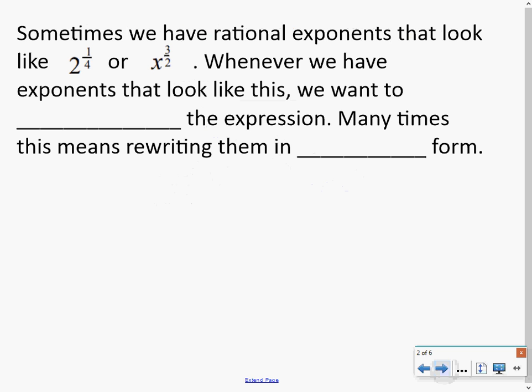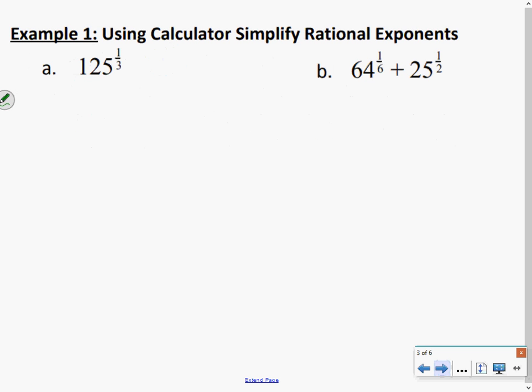So sometimes we have rational exponents, and like I said, that just means that we have things that are raised to powers that look like fractions. Those are what we call rational exponents. So whenever we have exponents that look like this, we want to convert the expression, and what that really means is that we want to rewrite these into radical form.